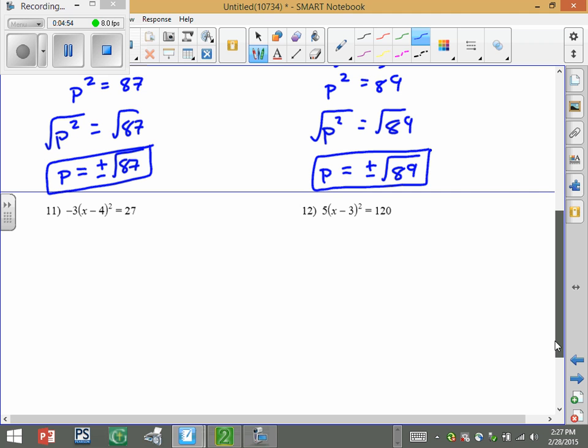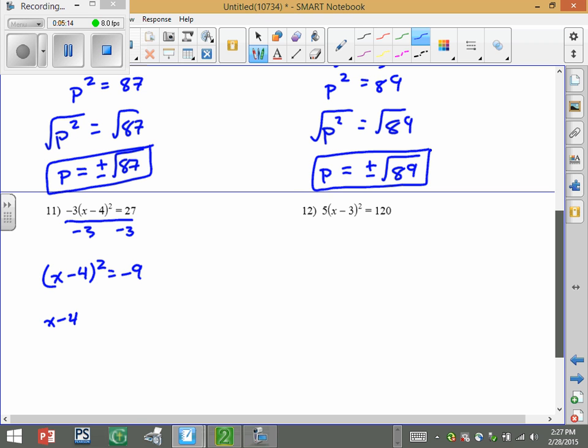Here we have to, again, get the squared part by itself. So to do that, we need to get rid of this negative 3. In order to get rid of that negative 3, that's actually being multiplied by the whole thing. So let's divide by negative 3 and divide by negative 3. So we're left with x minus 4 squared equals negative 9.